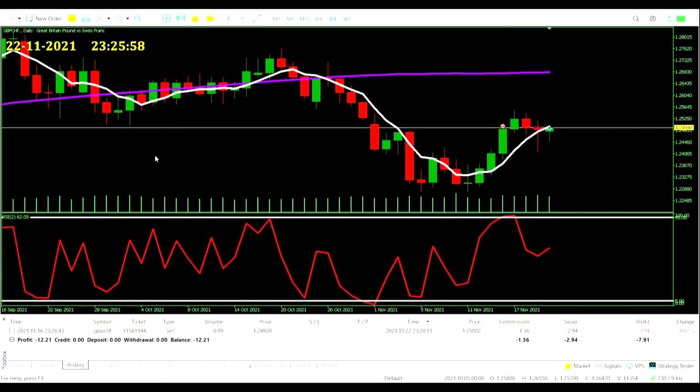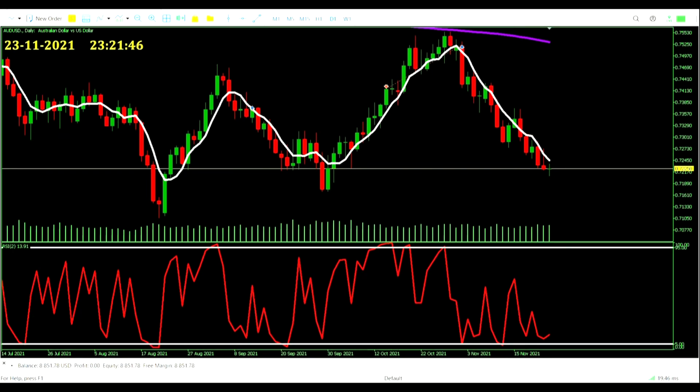Looks like a couple potential ones on the pound coming through, and we're out of this pound Swissy pair now, so maybe we can get back in. We'll find out this time tomorrow. Day 42, no open trades. Let's see if we got any newies.